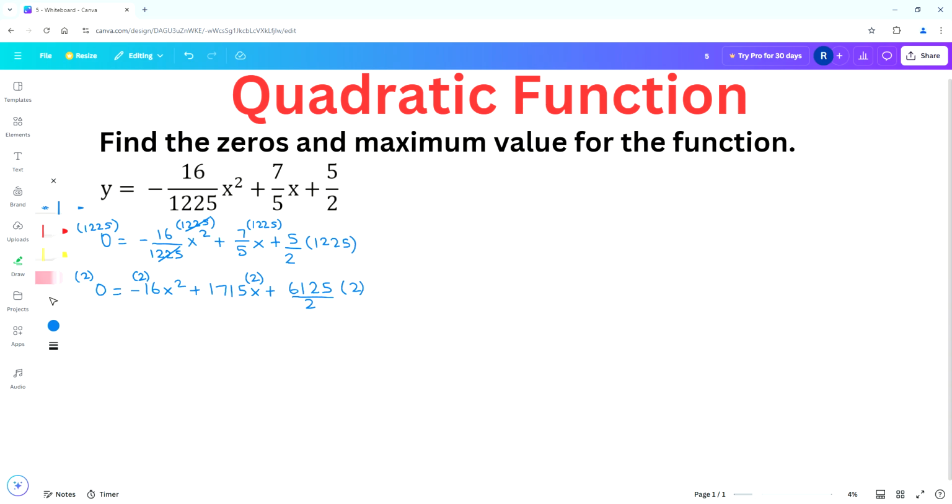On the left side, 2 times 0 is 0. In the last term, the 2's will get cancelled out. Now we can use the quadratic formula because it will be easier to evaluate the whole number coefficients.